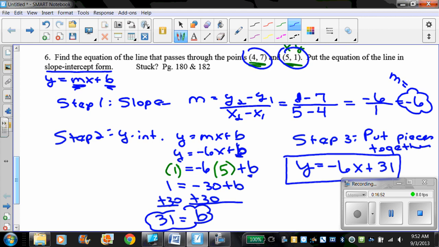So again, first find the slope using the slope formula, then use the slope and a point to find the y-intercept, put the pieces together, and there you have the equation of the line. We'll be talking a lot about that as the week comes to a halt, okay? So hopefully this was a little bit of help for those of you who are a little rusty after our wonderful summer vacation. Take care.